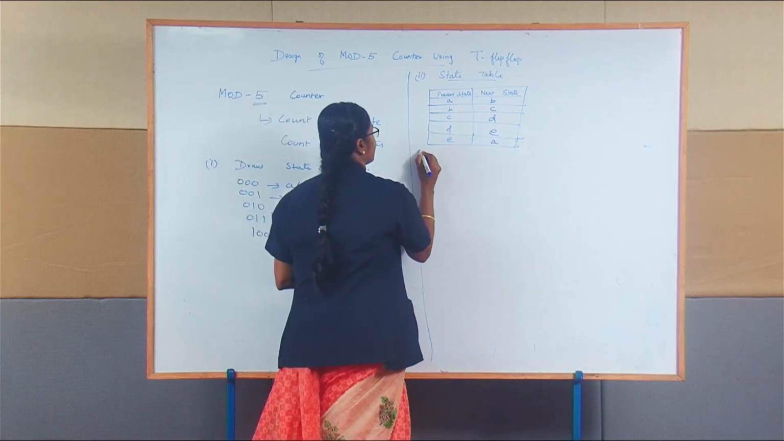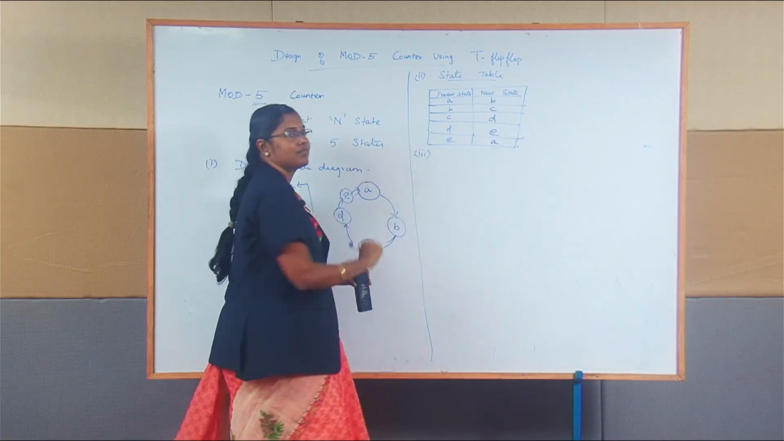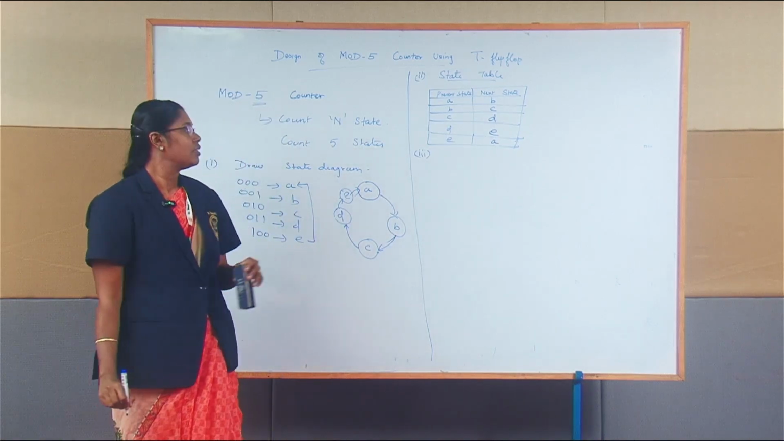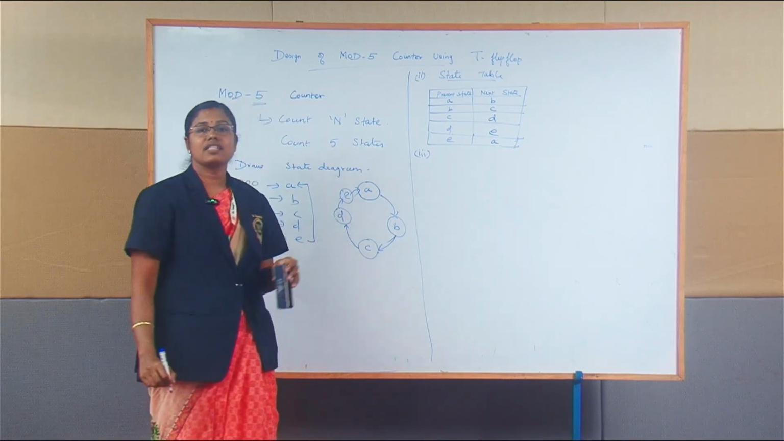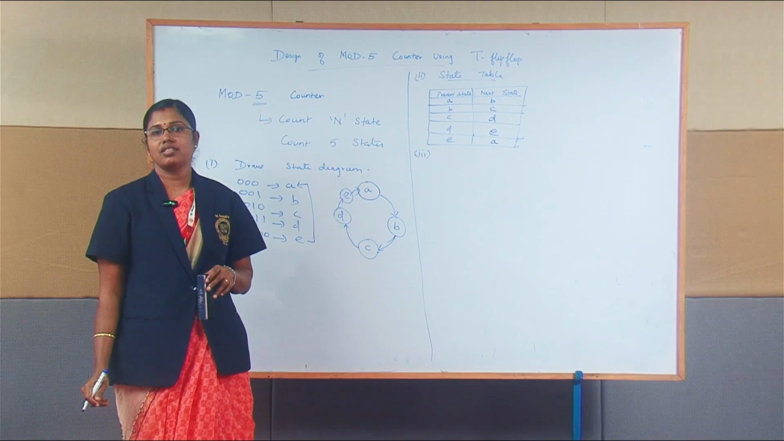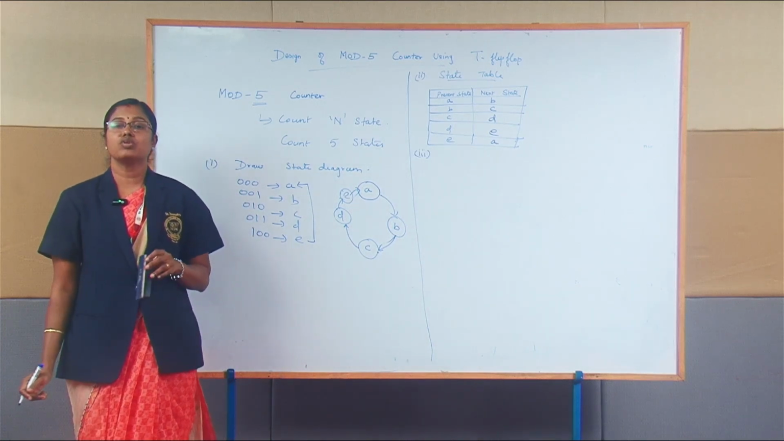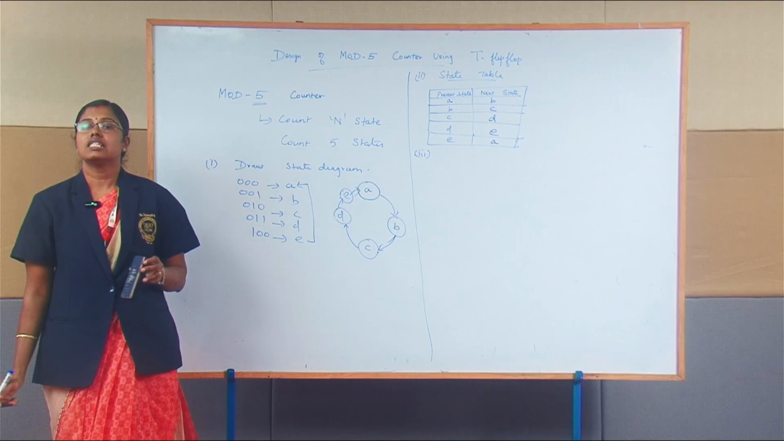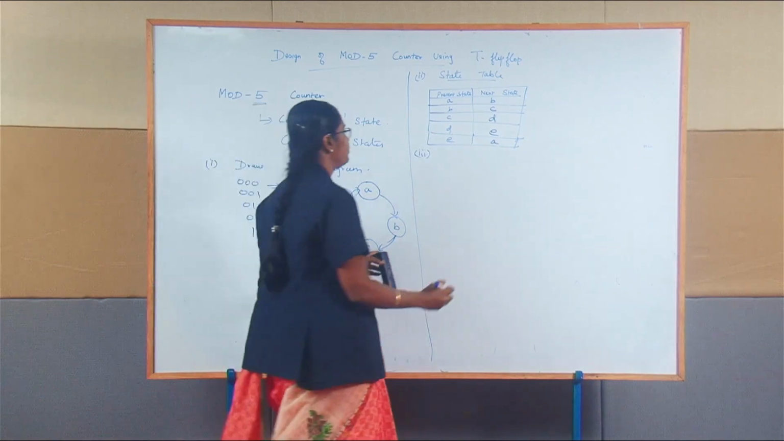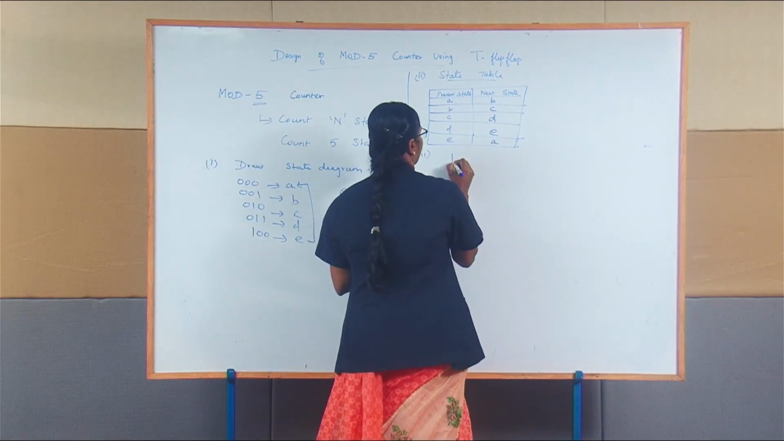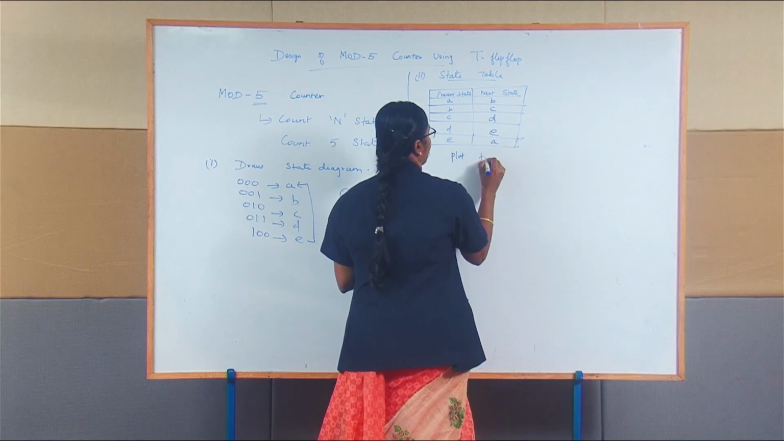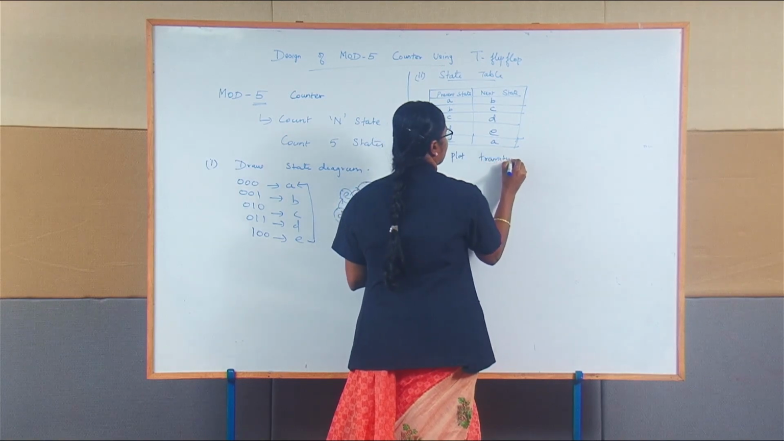Next, step 3. In step 3, we need to assign binary values for the states, and we need to plot the transition table by using the excitation table of the T flip-flop. We need to plot the transition table.